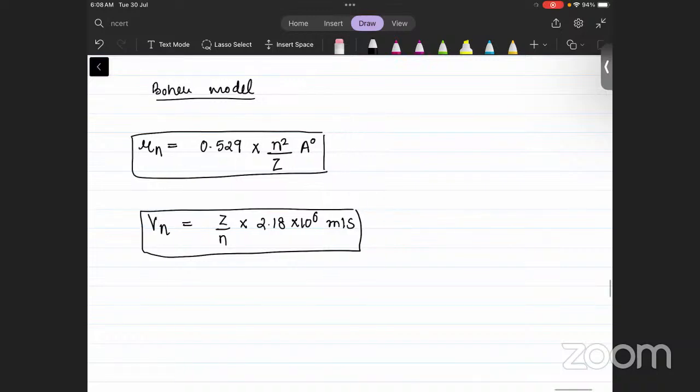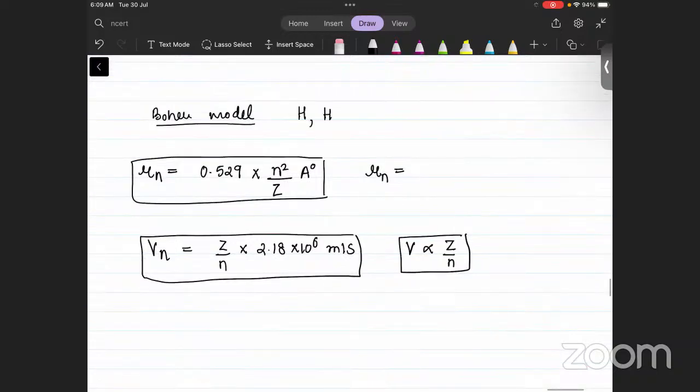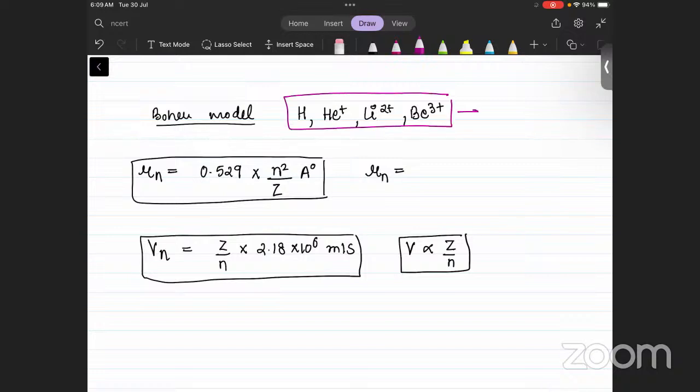Now the more important thing for us in velocity is that velocity is proportional to Z by n, right? And the radius for any monoelectronic species, like hydrogen, helium positive, lithium 2 positive, and beryllium 3 positive, all of them have one electron. So for monoelectronic species, we can say Rn is proportional to n square by Z.